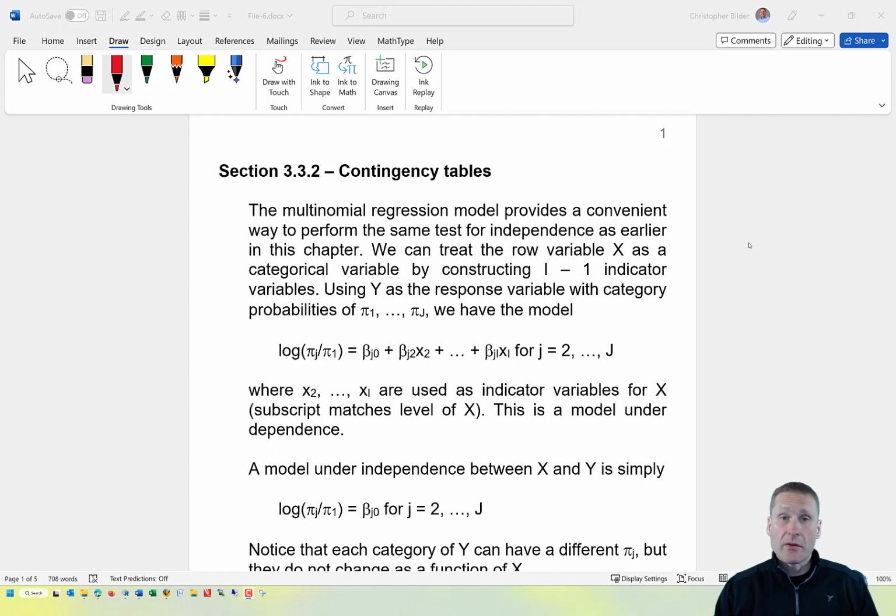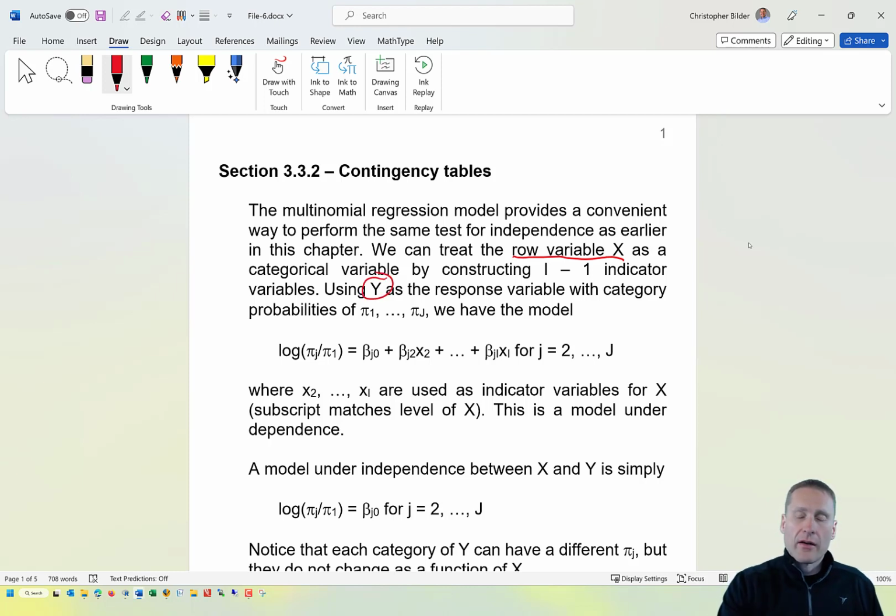Multinomial regression models provide us another way that we can examine association in a contingency table structure. To see how this is done, we can go back to our situation where we had y as our column variable, x as our row variable, and for our row variable x, we can include that as the explanatory variable in a multinomial regression model by simply forming I-1 indicator variables to represent this I-level categorical variable.